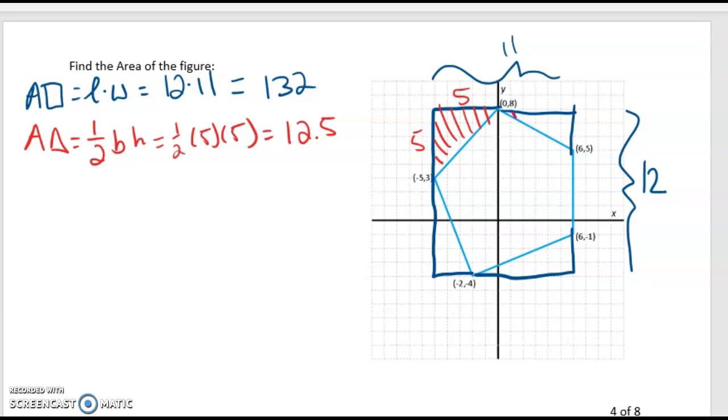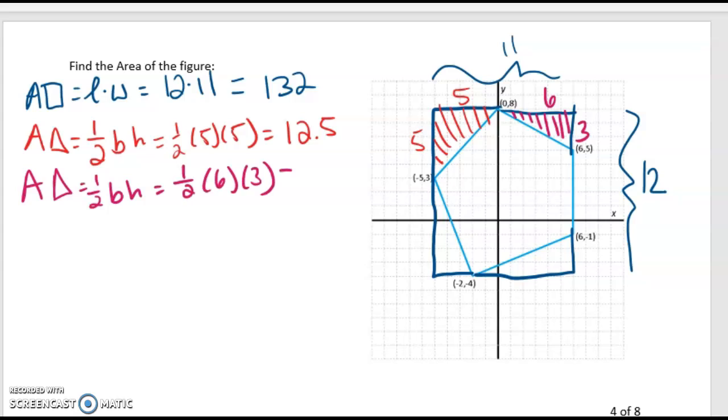So now let's do this purple one. That's purple, by the way, if you can't tell. So we have 1, 2, 3, 4, 5, 6. 1, 2, 3. That's going to be my new base and height for the purple triangle. So again, 1/2 base times height. So 1/2, 6 times 3. 6 times 3 is 18. Half of 18 is 9.